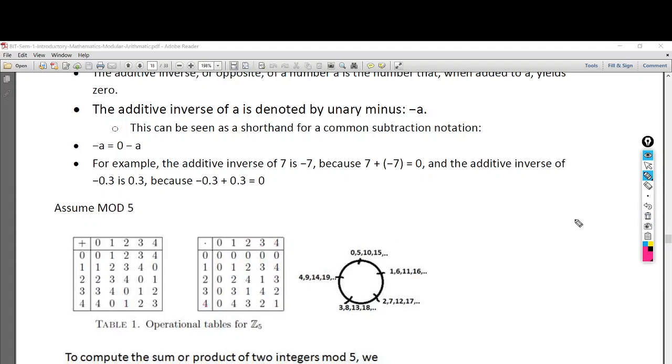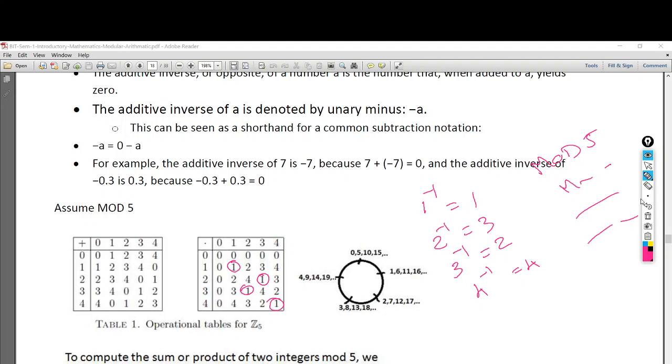Now I'm going to just mention these things. You have to concentrate on where we get 1. Using this, you can write that the inverse of 1 is 1, the inverse of 2 is 3, the inverse of 3 is 2, and the inverse of 4 is 4. But remember, this is in the world of mod 5 only.